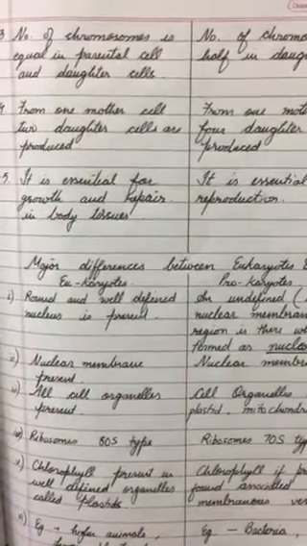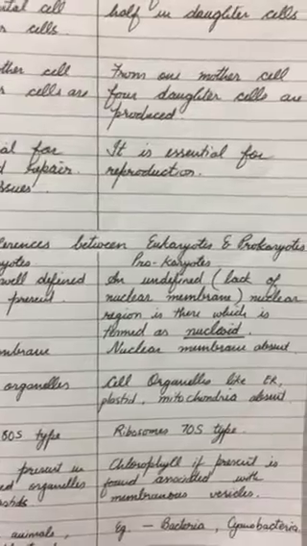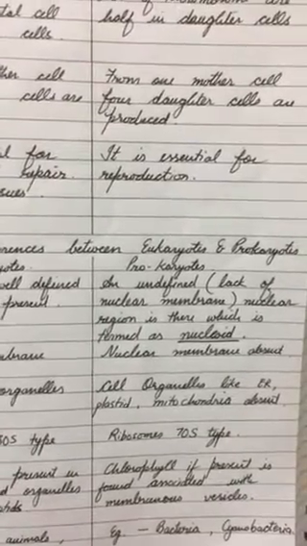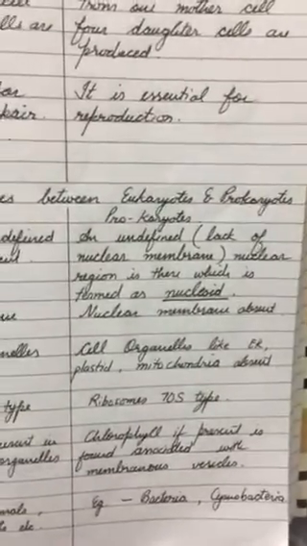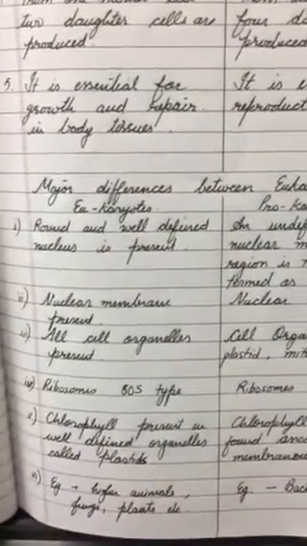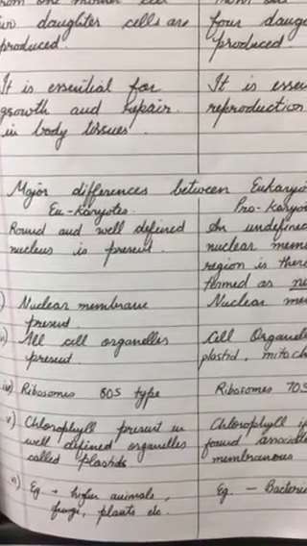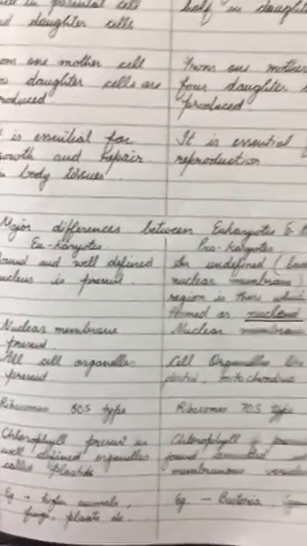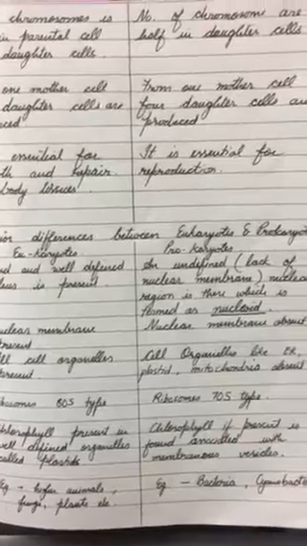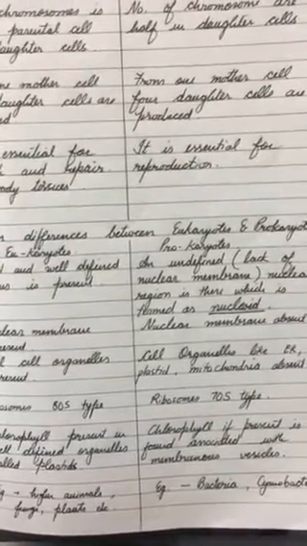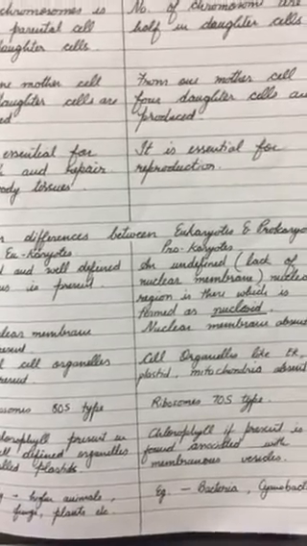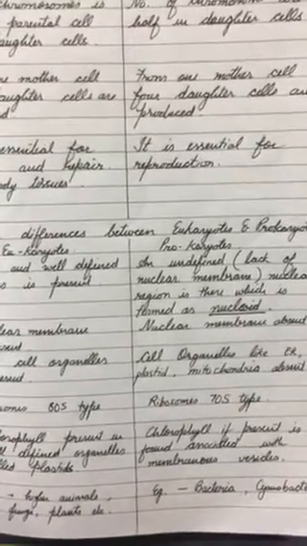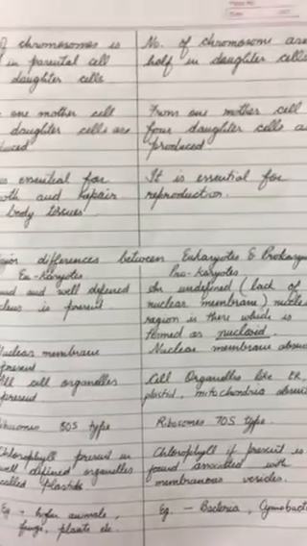All cell organelles are present in case of eukaryotes. Cell organelles like ER, that is endoplasmic reticulum, plastids, mitochondria are absent in prokaryotes. Ribosomes are of 80S type in eukaryotes. Ribosomes are of 70S type in prokaryotes. Chlorophyll is present in well-defined organelles called plastids, and chlorophyll, if present in case of prokaryotes, is associated with certain membranous vesicles. Vesicle here means a circular body made up of a thin membrane.